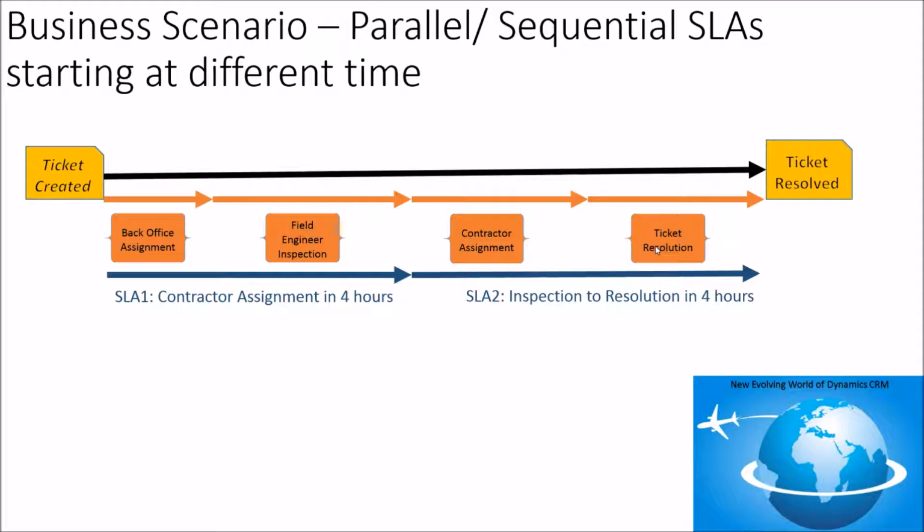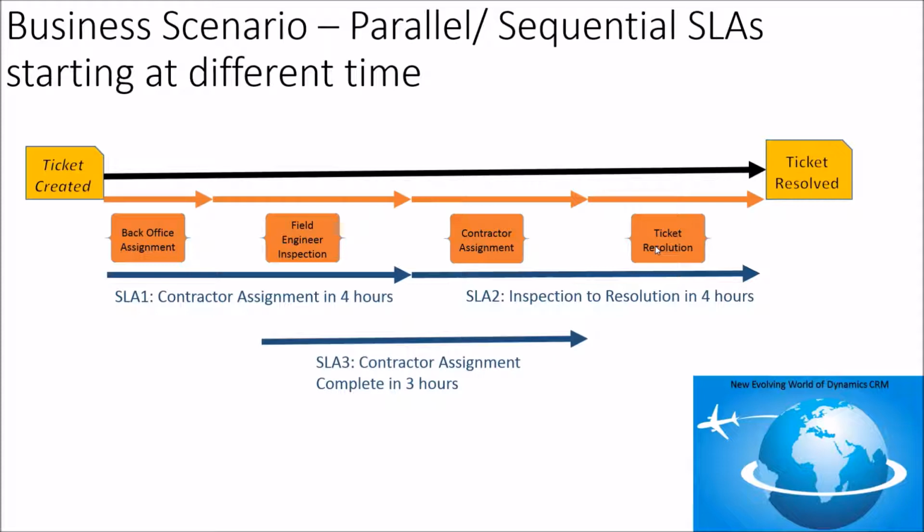Let's take a third scenario, where I have a parallel SLA. But again, this SLA is starting at a different time. So I see three SLA items over here, which are starting at three different points of time. So starting time is different. Now such SLA items cannot be configured inside SLA.